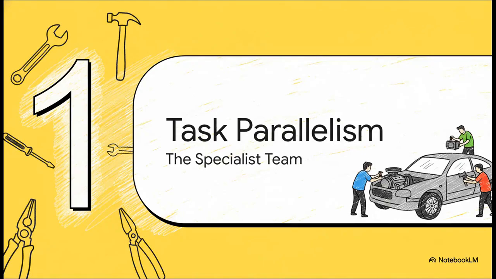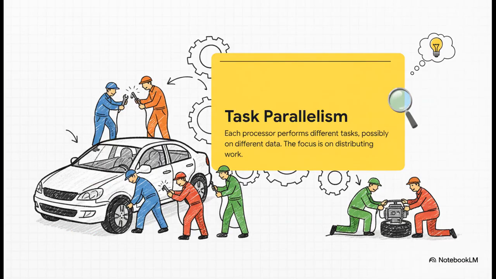Okay, first up, we have what's called task parallelism. The absolute best way to get this is to picture a team of specialists. Think of it like a highly efficient assembly line where everyone has their own unique, specific job. So the key phrase here is distributing the work. We're breaking down a big job into its different components and giving each piece to a different processor or core. You know, one core might be handling the audio from a video you're watching, while another core is busy rendering the actual picture. Different tasks happening at the same time.